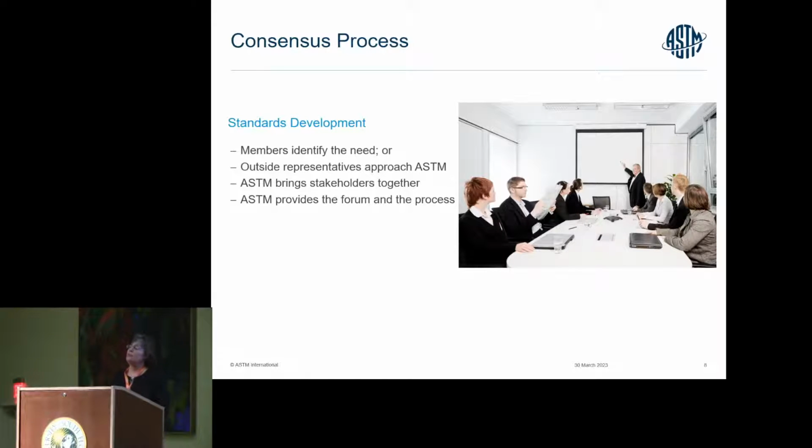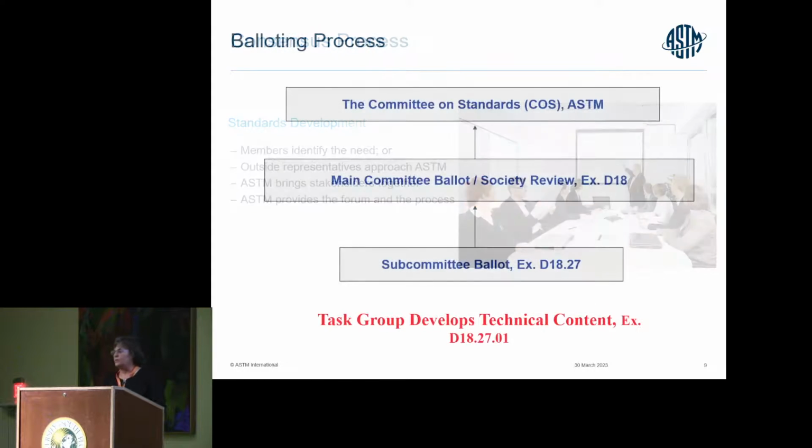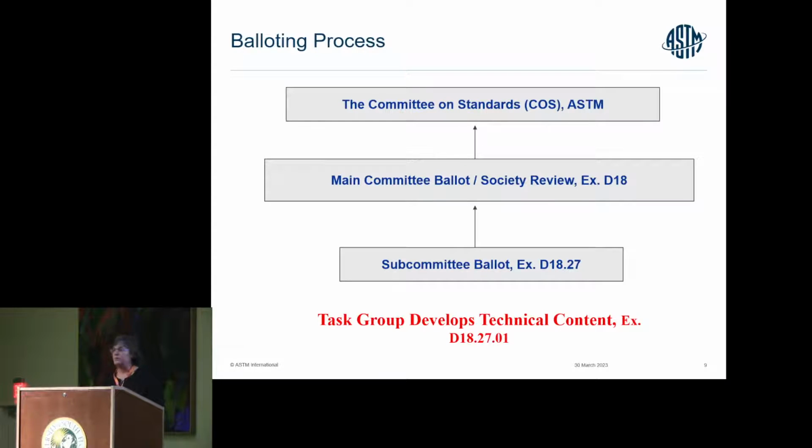So if a member sees the need to revise or develop a standard, or if someone outside of the organization does, there's always a way to do that.